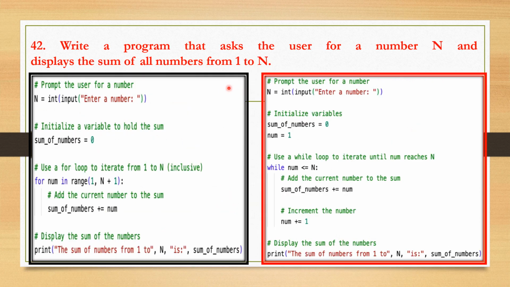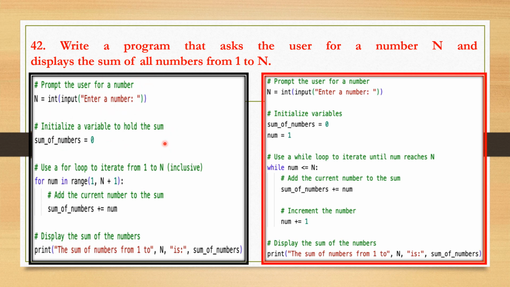The next program is to ask the user for a number n and display the sum of all numbers from 1 to n. So here we'll start by prompting the user to enter a number using the input function. The int function is used to convert the user input from string to integer, and this entered value is stored in a variable capital N. We initialize the variable sum_of_numbers to hold the sum of all numbers from 1 to n and will set its initial value to 0.